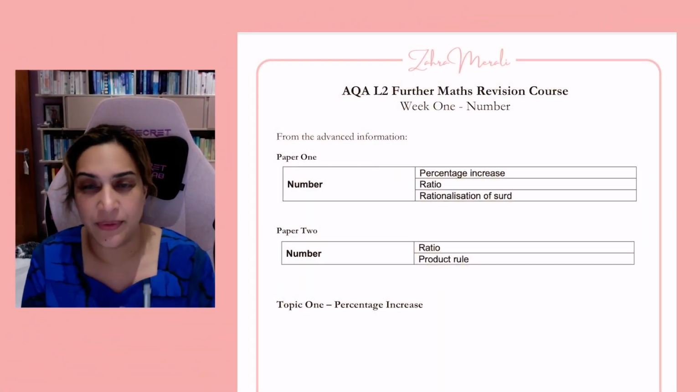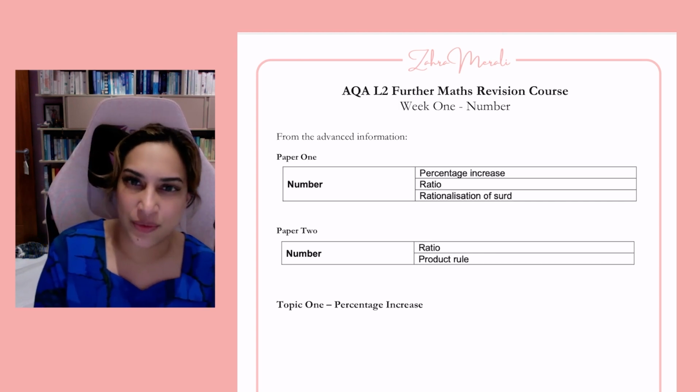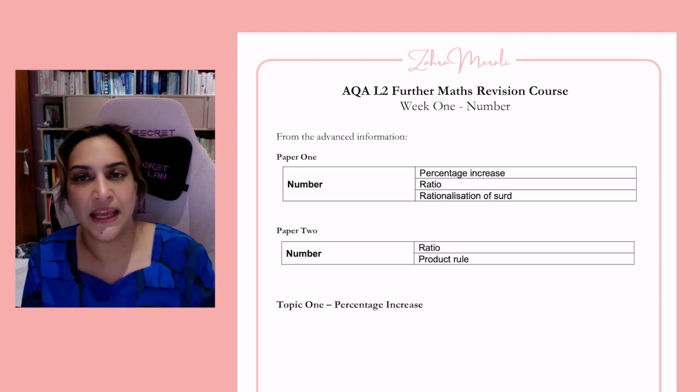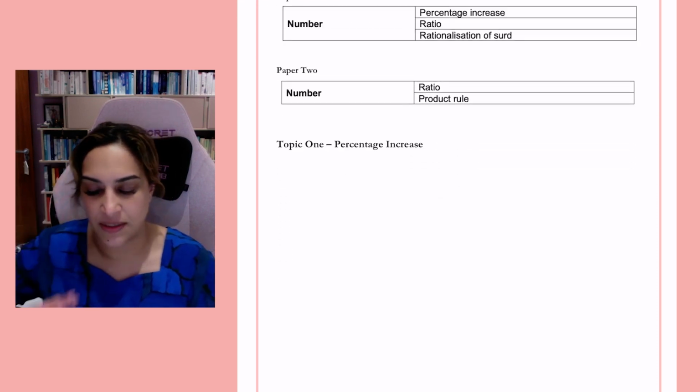Information, we're given what topics are going to come up within various categories. Paper 1 is your non-calculator, and we've been told we're going to have within number, percentage increase, ratio and surds. And paper 2, we've got some more ratio questions and the product rule. So let's look at percentage increase.